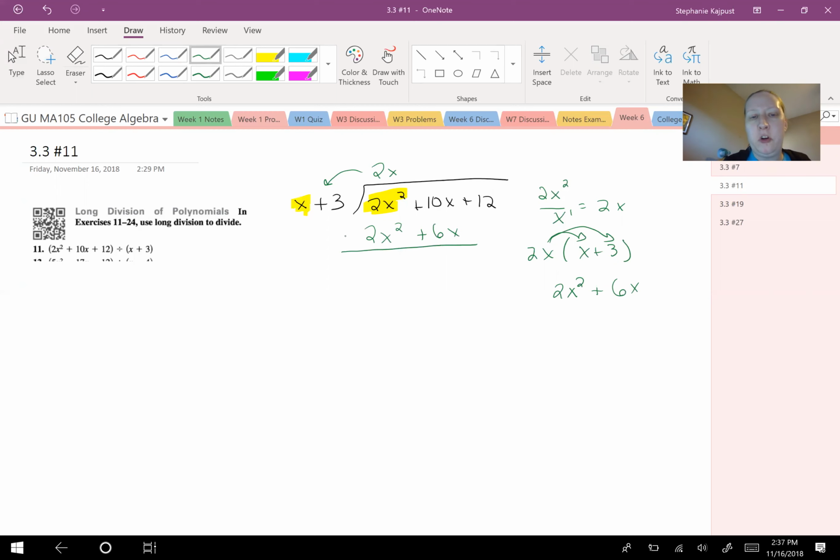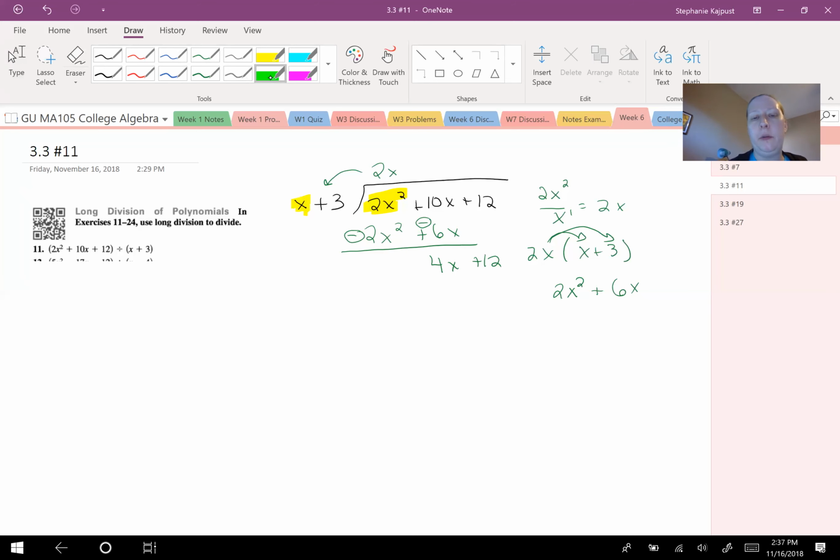And now we subtract these, which means changing the sign. So if it's negative, it becomes positive. If it's positive, it becomes negative. And then I combine them together. So 2x squared minus 2x squared is 0. 10x minus 6x is 4x. And then I'm going to drop down my 12.